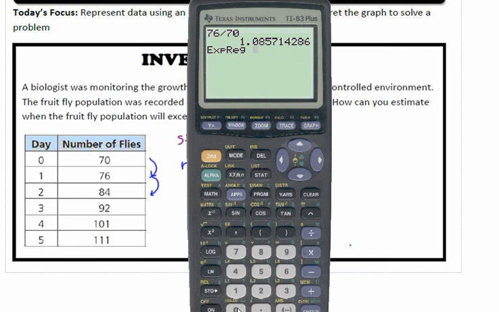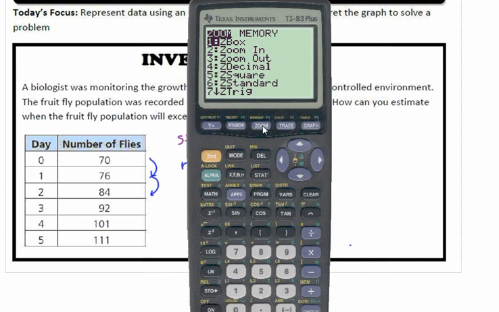Okay, so 0, and then what do we do next? Vars, Y vars, enter, enter, enter. Oh, what did I do wrong? It is embarrassing, isn't it? Okay, second enter is my best friend. Then zoom, 9 will give you your zoom fit. And there's our exponential equation.